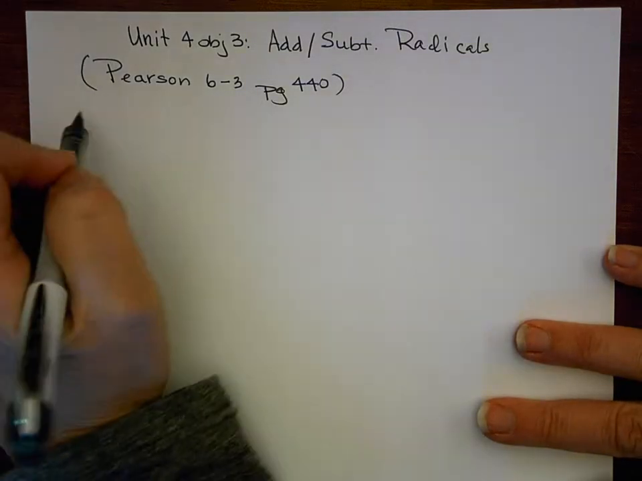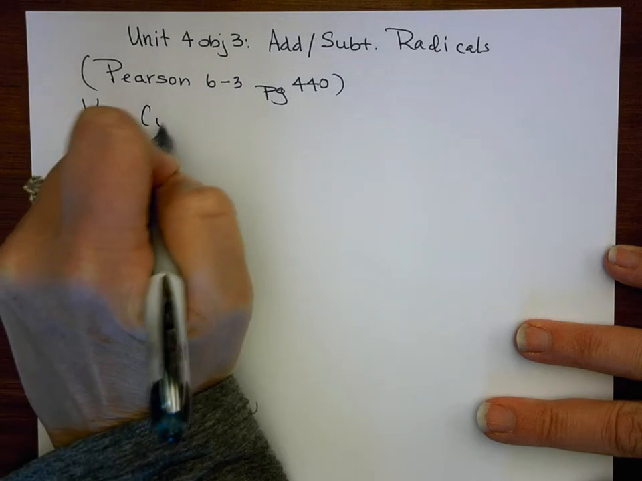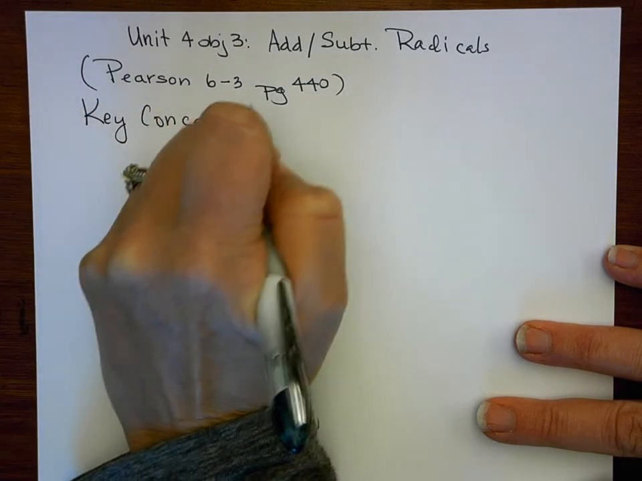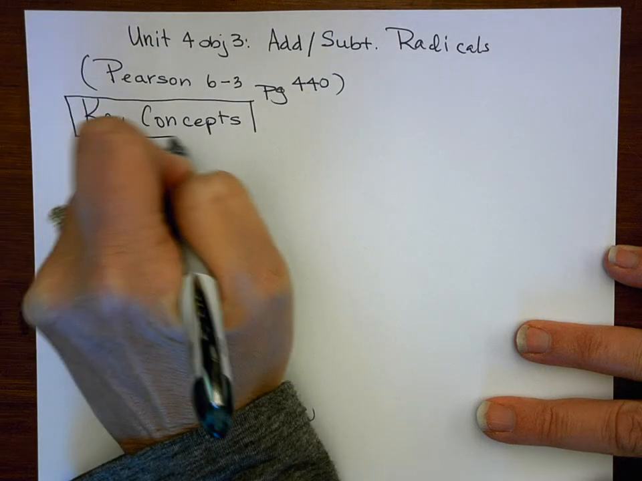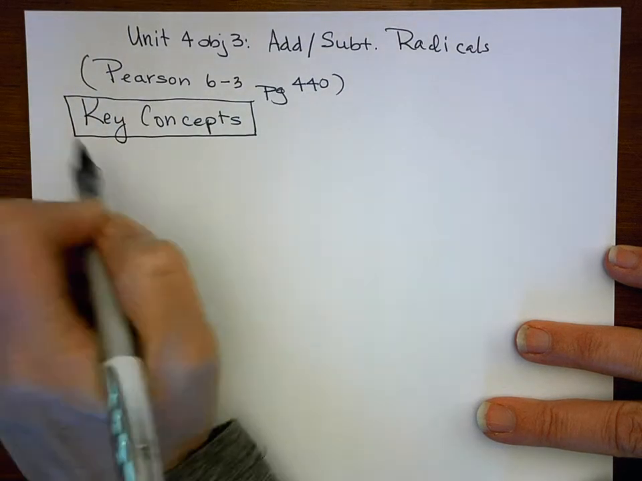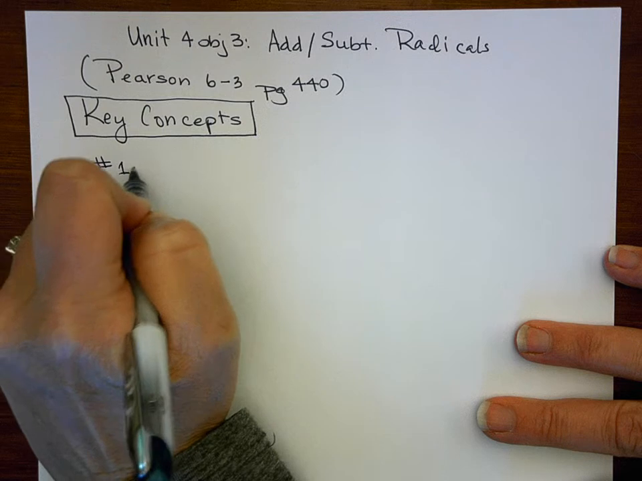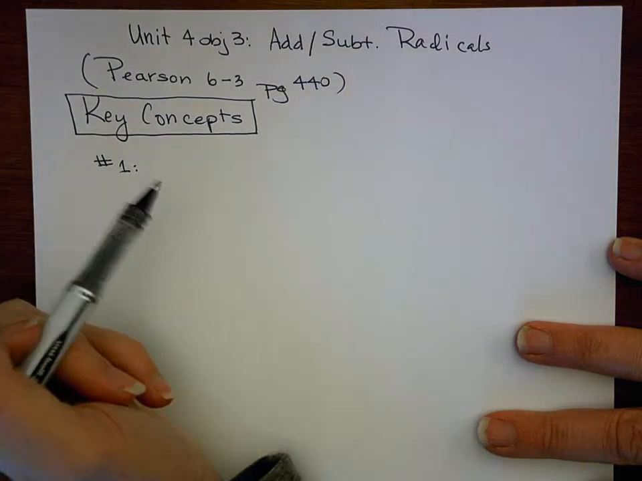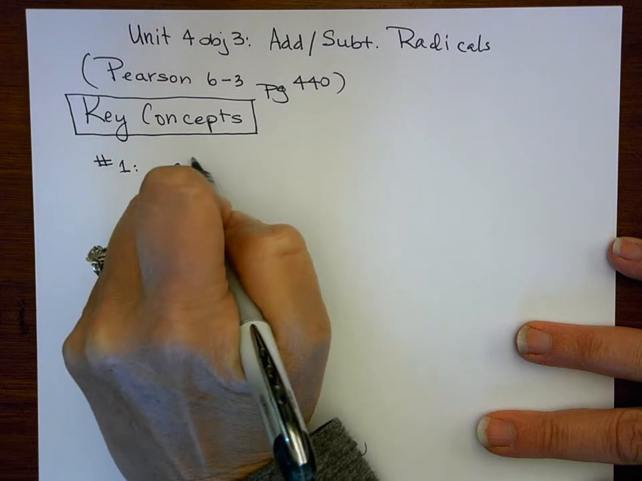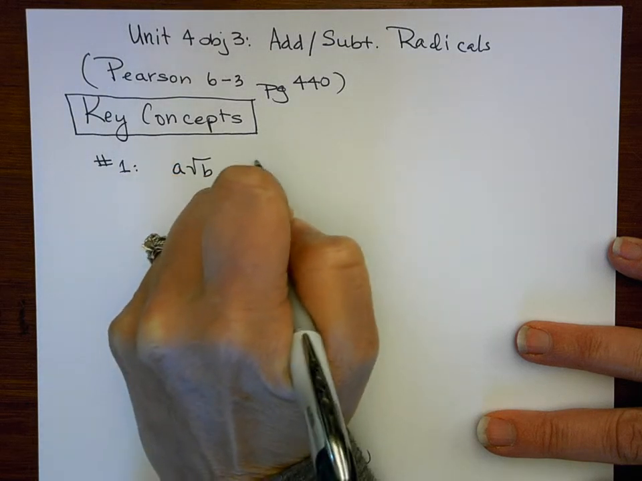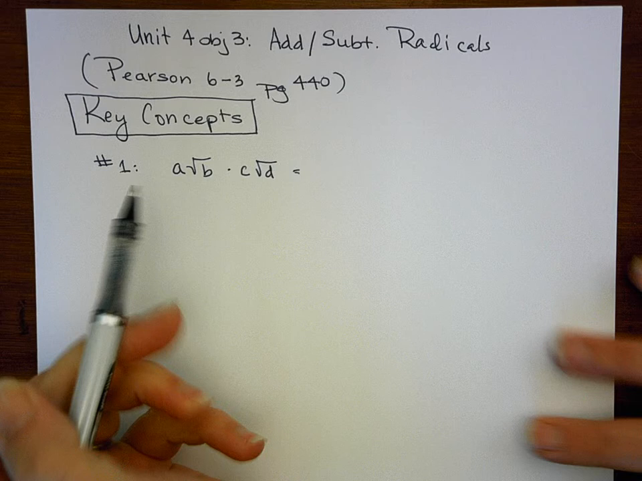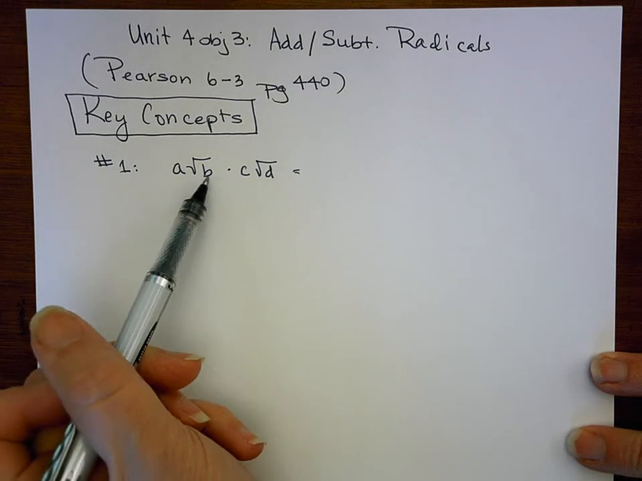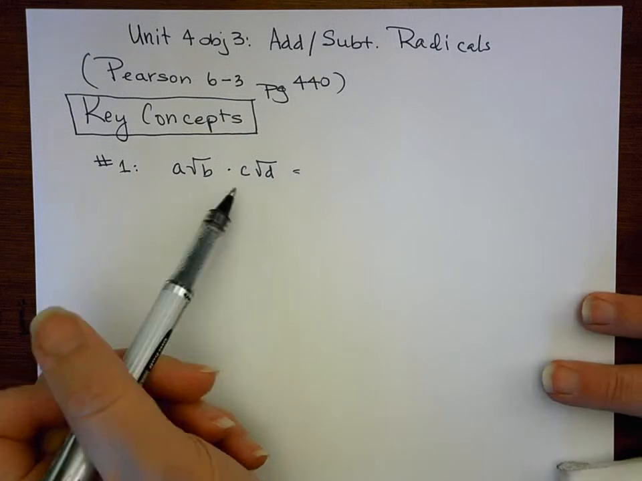So a couple of key concepts before we get started, two of which are review ideas, but just to make sure that we know them. So the first review idea, and this is, I believe, from Objective 1, is when we are multiplying our radicals together, these do not need to be the same, right? They could be any value. So when we're multiplying, this could be a 2, this could be a 3, it doesn't really matter.